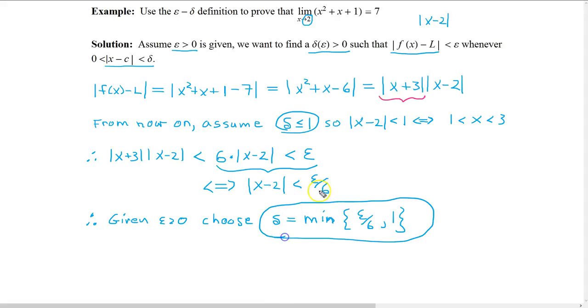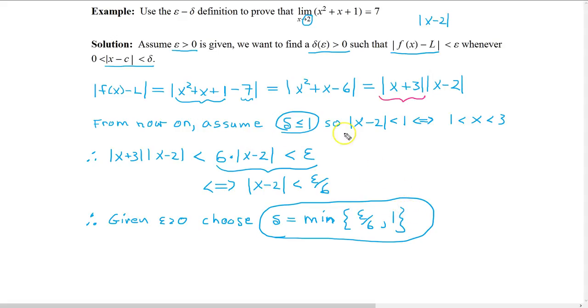So we've found that given any epsilon greater than 0, if we choose delta to be this quantity, then for x minus 2 in absolute value taken to be less than delta, that will imply that x plus 3 times x minus 2 would be less than epsilon. And that implies that the absolute value of f of x minus L is less than epsilon.